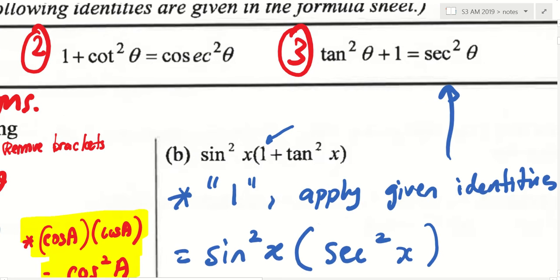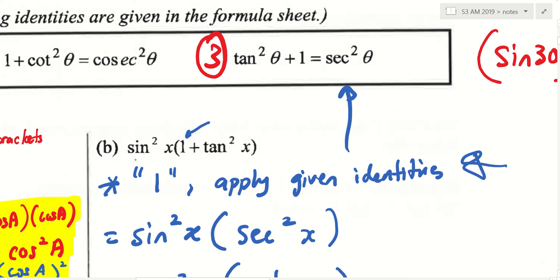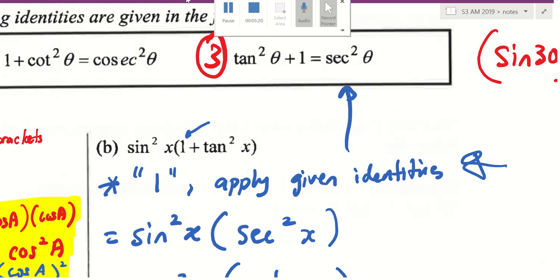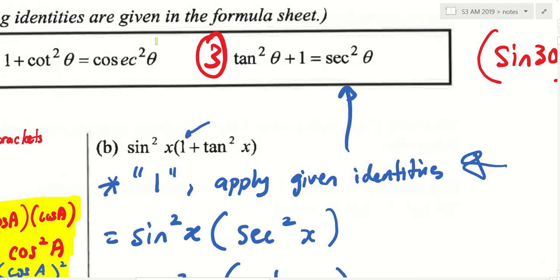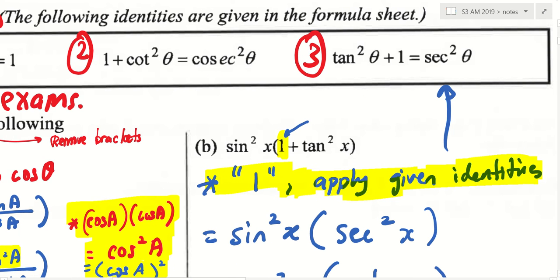So it's very important whenever you see the one sticking out by itself, you try and apply the given identity. So when you see the one, apply the given identity. So let's do it. I look at the three identities here. One plus tangent square looks like which one? One, two, or three? 3.